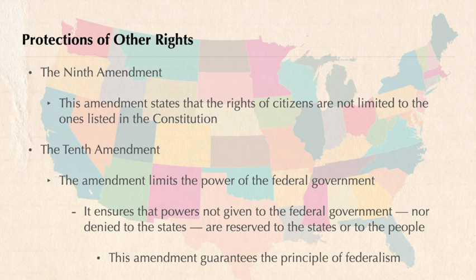The 10th Amendment settles a question arising from Article 1 of the Constitution. Article 1 describes which powers Congress has and does not have, and which powers are denied to the states. But who has the powers that the Constitution does not mention? The 10th Amendment declares that those powers belong to state governments or to the people.